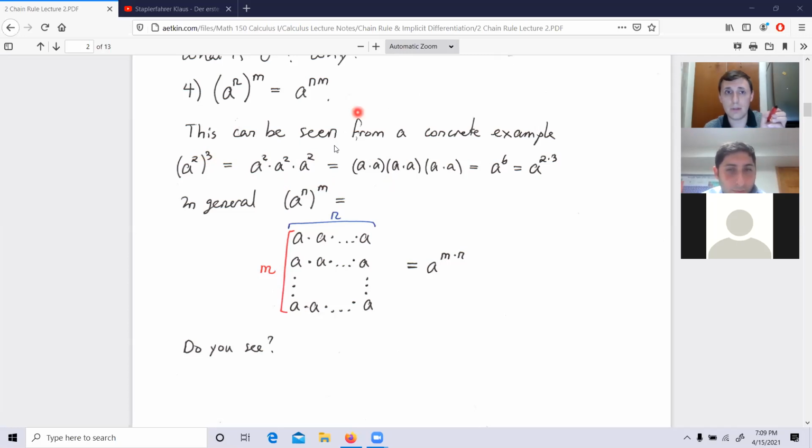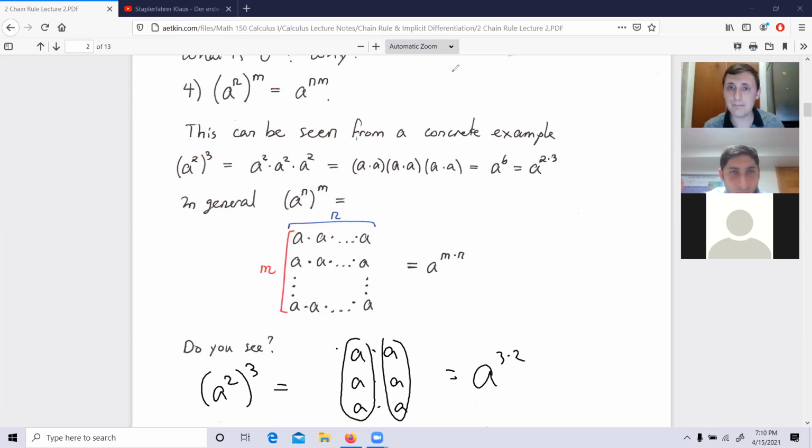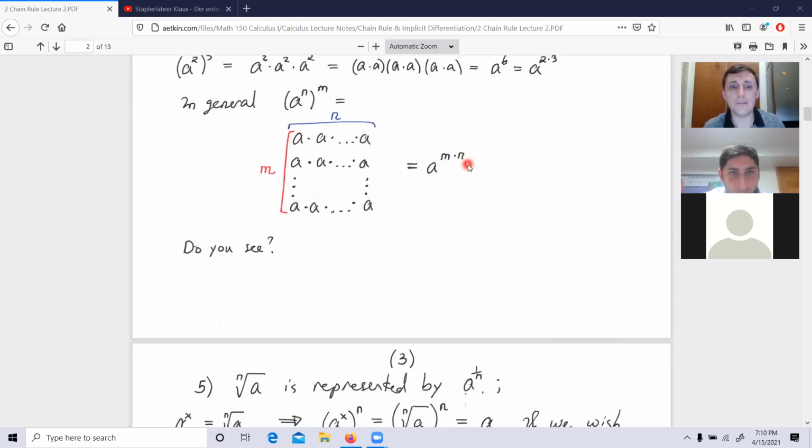one row. So you see, if I had to represent, for instance, a squared cubed, that would have been a times a times a times a. Do you see that? That's the 3. And what do you see? You see that the answer is that I just multiply a by itself 3 times 2 times. Good. So those are a few problems.